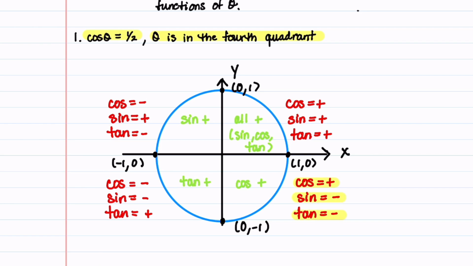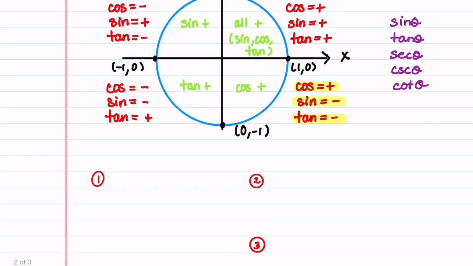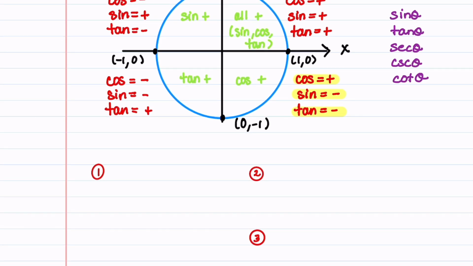The 5 trigonometric functions that we need to find are sine theta, tangent theta, secant theta, cosecant theta, and cotangent theta. We'll start by finding sine theta and use the Pythagorean identity sine squared theta plus cosine squared theta is equal to 1.